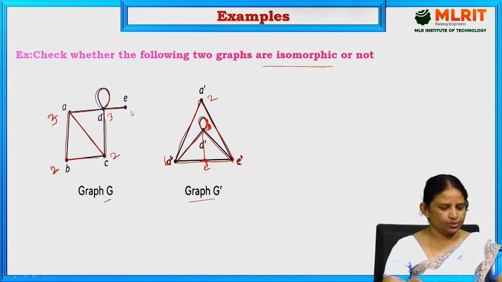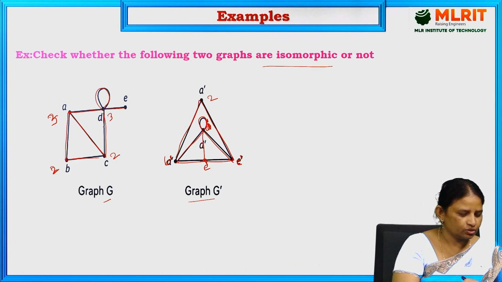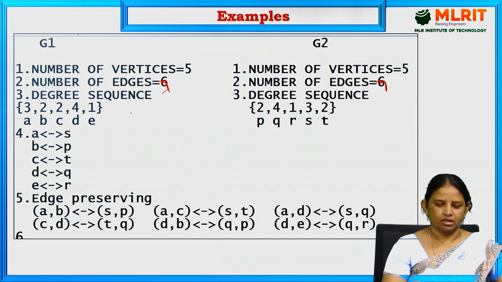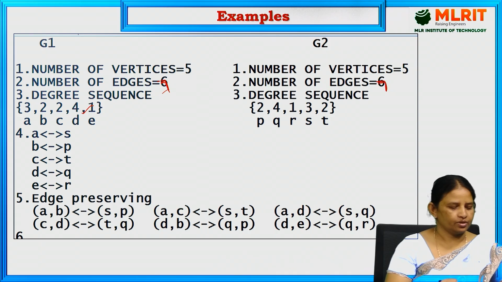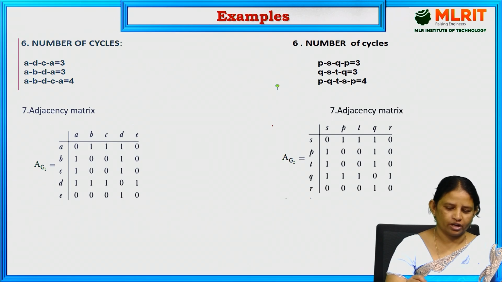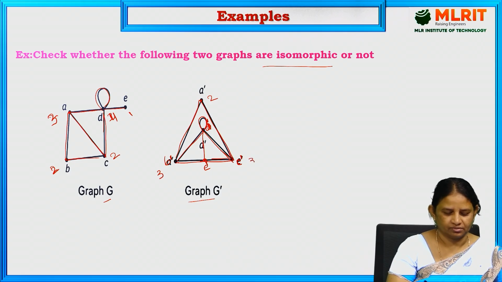That means 3, 2, 2. How many edges? First the self loop, 1, 2, 3, 4. Degree of D is 4. So the sequence is 3, 2, 2, 4, 1. For the other graph, you can consider the vertices as A, B or P, Q or whatever it may be. Degree of A is 2, B 3, C 1, and so on.